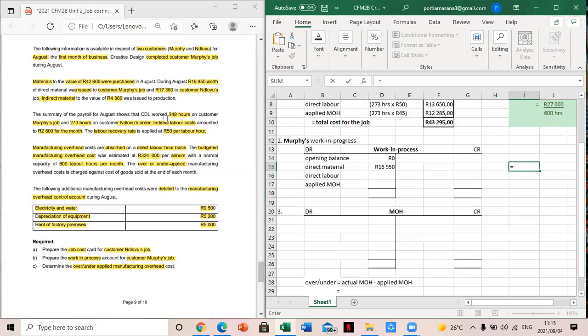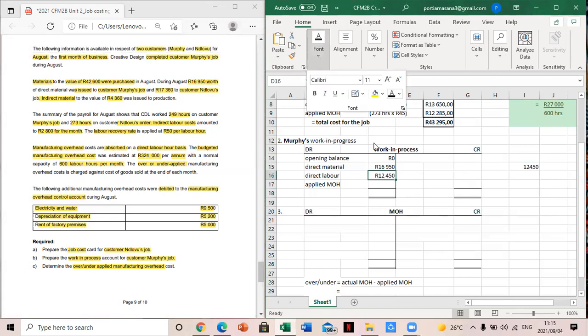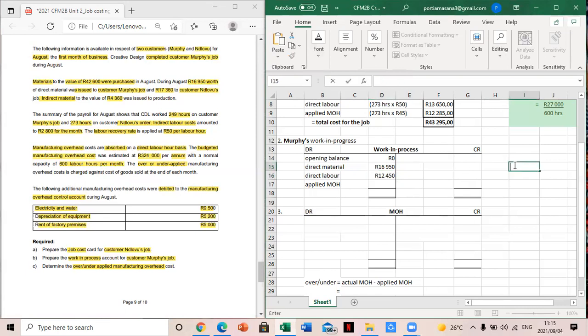We'll take the 249 hours times the labor recovery rate, which then gives us our 12,450. So I hope you guys saw the calculation.